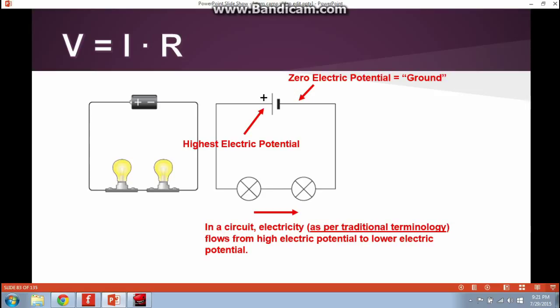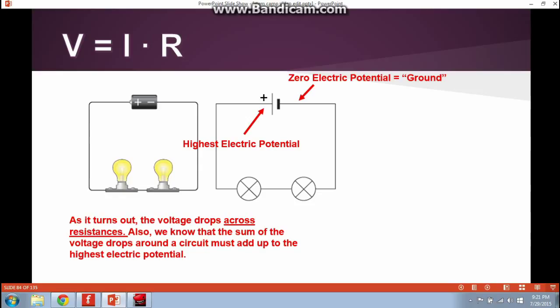So we need to go back to the idea of the circuit. It goes around in a circle, and it has to have a source of electric potential. The highest electric potential will be where your source starts, and then you'll drive some sort of load, and there will be what we call voltage drops across the load, across the resistances. And after a series of drops across the resistances, the electric potential must return to zero on the other side of the battery, or other side of the electric potential source.